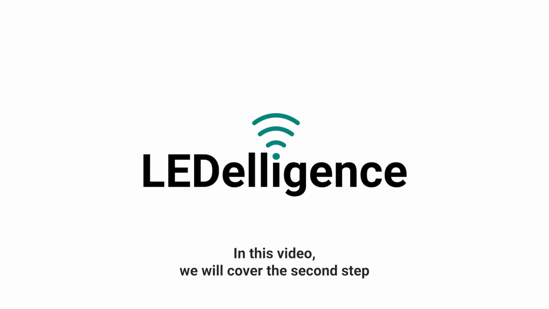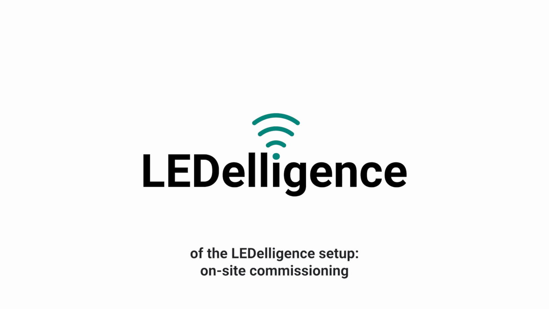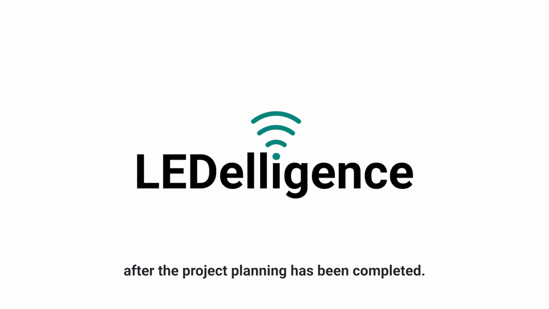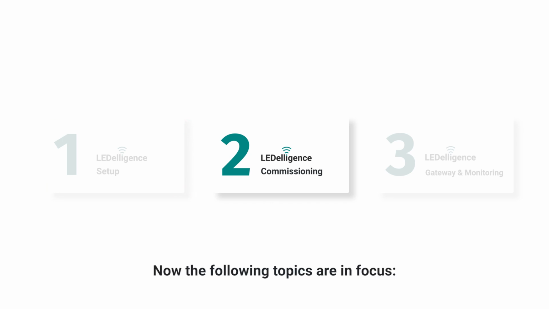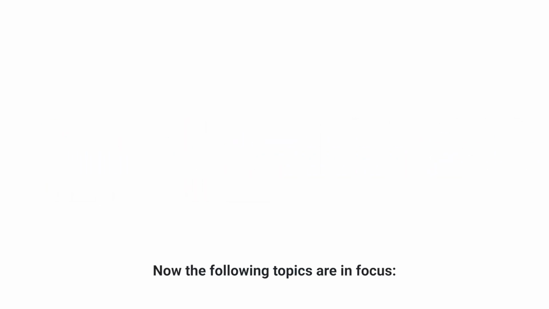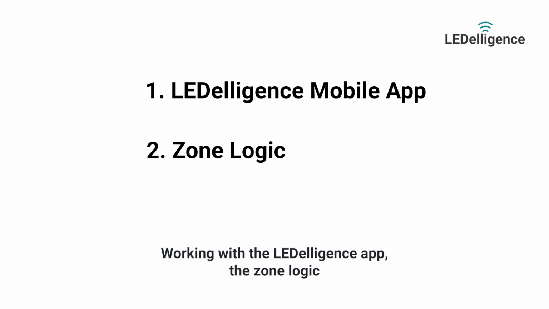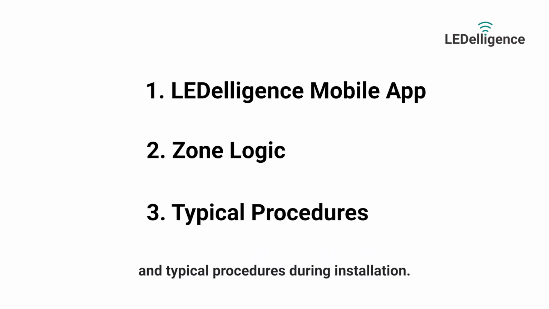In this video, we will cover the second step of the LEDelligence setup: on-site commissioning after the project planning has been completed. We already completed the pre-configuration in the first video, step by step. Now the following topics are in focus: working with the LEDelligence app, the zone logic, and typical procedures during installation.